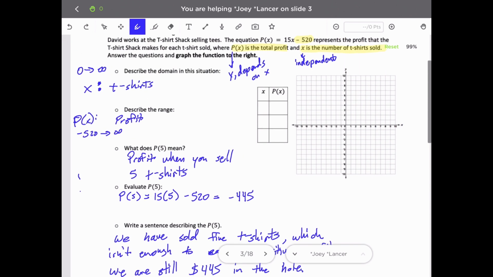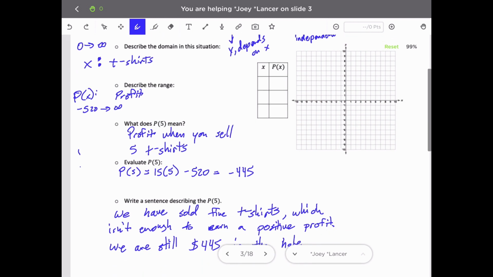So let's see. If you wanted to graph this, the graph over on the right wouldn't fit these large numbers, these large losses we're taking. So let's put 0 in for x, and we know we'd get negative 520. If we put in 5, we'd get negative 445. If we put in 1, we would get negative 505.